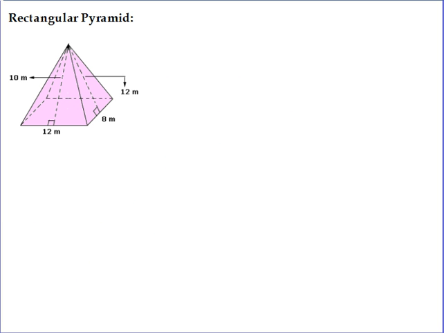Okay, so again here, rectangular pyramid, and I'm going to try to do this one without the net, just to show you what it looks like. So the first thing I'll look at here is the base. So the base there, okay, that's a rectangle. So that's going to be length times width, that's going to be 12 times 8. So that's going to be 96. And there's only one of them, so I just leave it as 96.